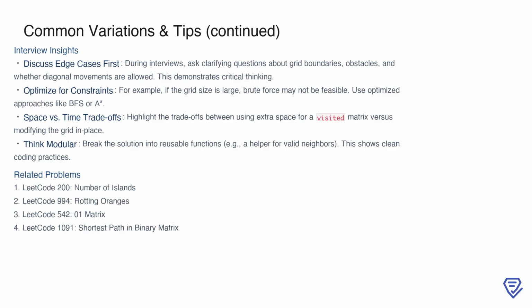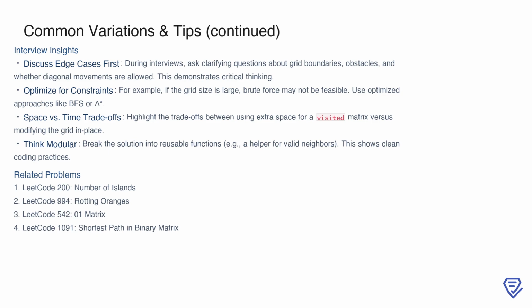It's also important to optimize based on constraints. If the grid size is very large, brute force solutions won't work. Instead, use efficient methods like BFS for unweighted grids or A* for weighted ones. Additionally, be ready to discuss space versus time trade-offs. For instance, using a visited matrix increases space usage but makes the logic cleaner, whereas modifying the grid in place saves space but can be harder to debug.